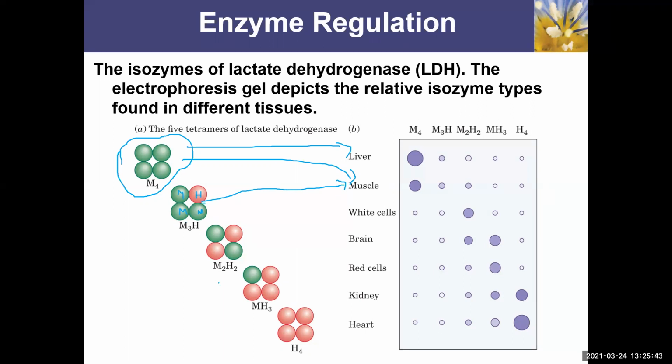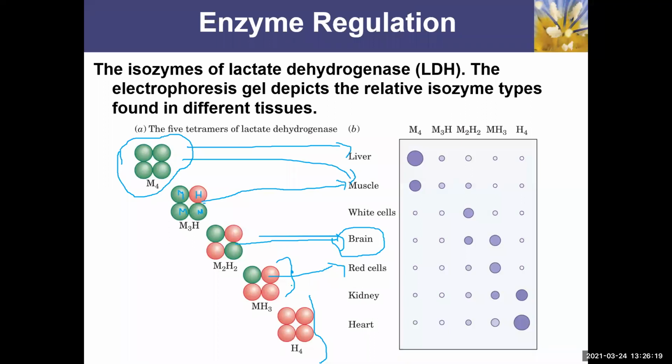But then you have M2H2, if you have M2 and H2, which is usually found in the brain. This is it, M2H2. And then you have MH3. What is MH3? When you have 3 times H and then just one M. You will usually find this one in the heart. This one and this one, you find in the heart as well as in the RBCs. Okay, so that is not important.